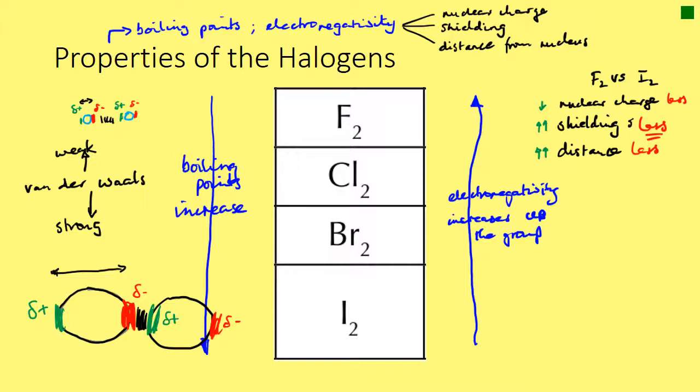So the fact that nuclear charge for fluorine is less than iodine is going to make the electronegativity smaller, but the shielding being less is going to make the electronegativity higher, and the distance from the nucleus being less means the electronegativity is going to be higher also for fluorine. So the net effect of all those green arrows is that fluorine is a lot more electronegative than iodine. It wants electrons much more than iodine, and in fact much more than any other element in the periodic table.